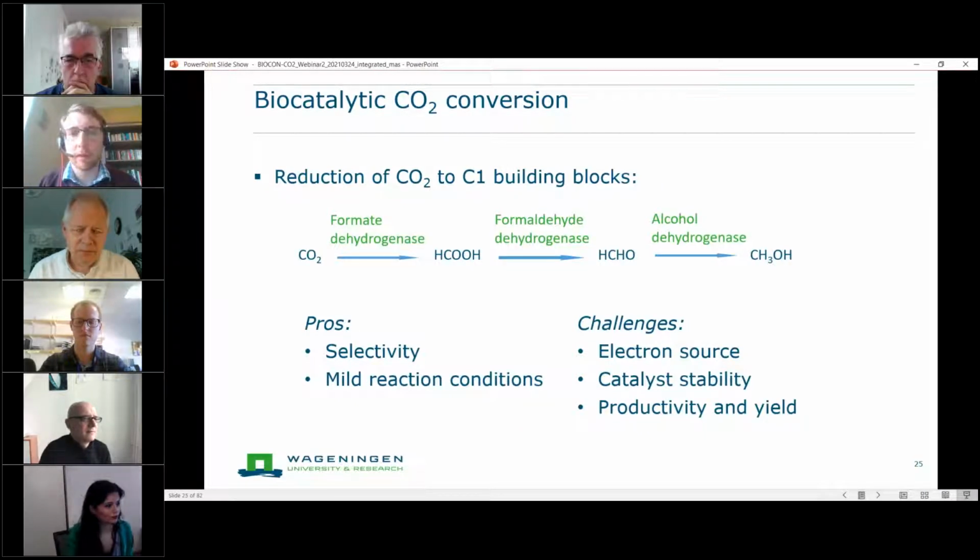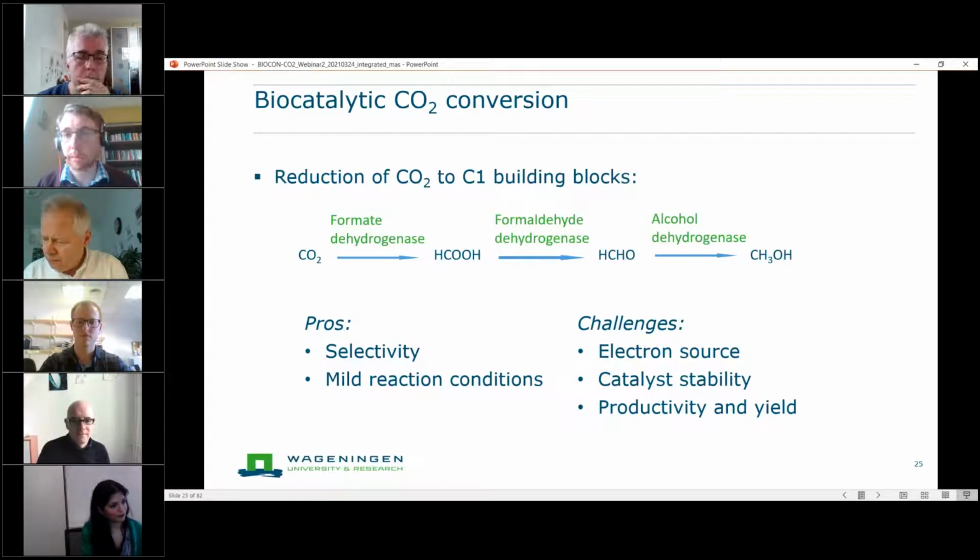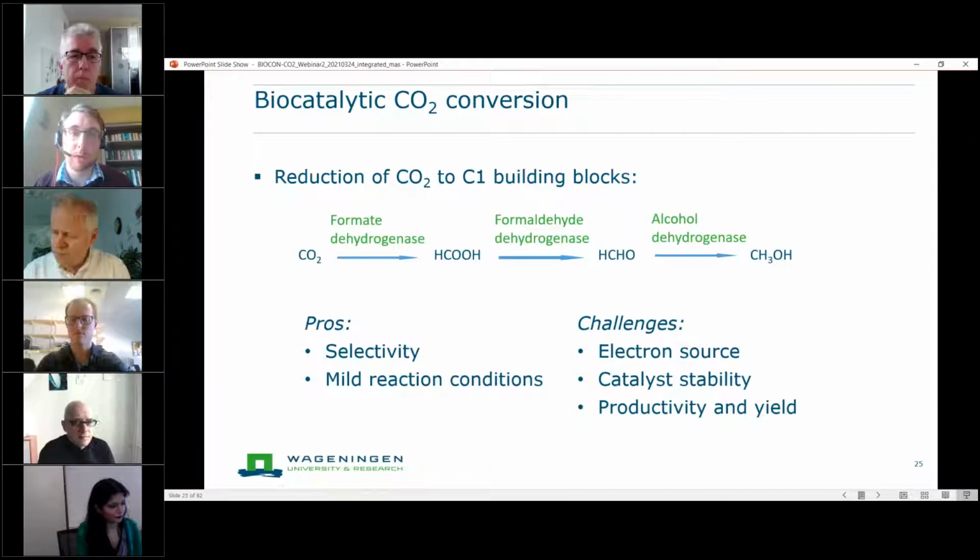So in terms of the reduction of carbon dioxide to one carbon atom building blocks, I already mentioned that this is a 3-step sequential reaction system: we go through formic acid to formaldehyde to methanol. What are some of the advantages of doing this enzymatically rather than in a different way, for example, chemically? Well, we can think of the selectivity of enzymatic catalysis, so if we want to make sure we only really get one reaction product. Also, the reaction conditions under which these enzymatic reactions occur are quite mild, which is an advantage.